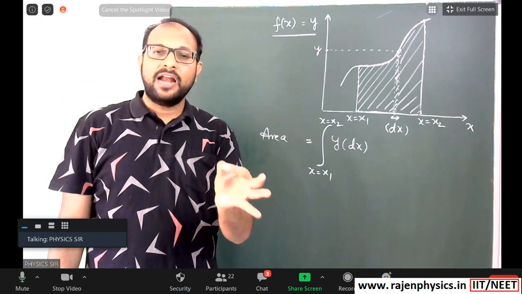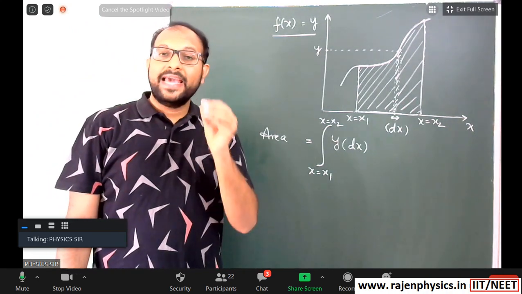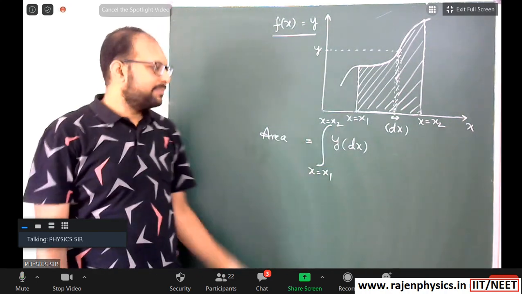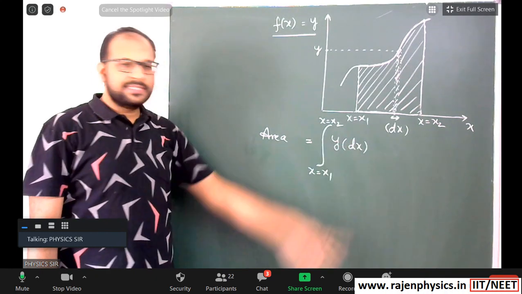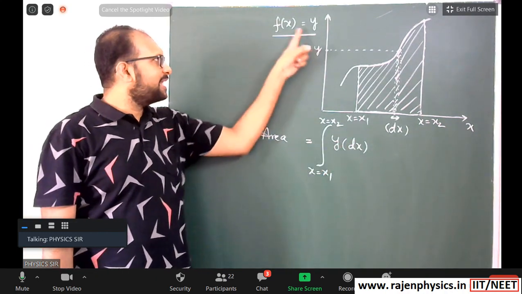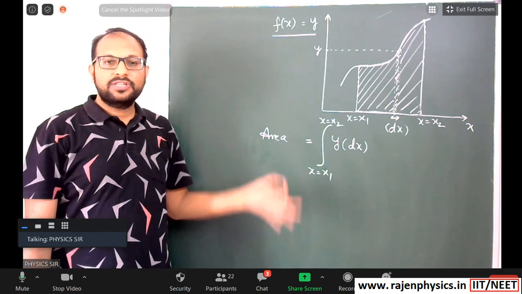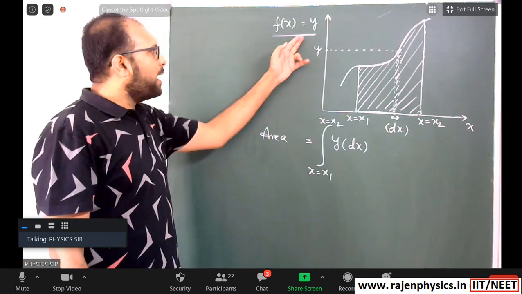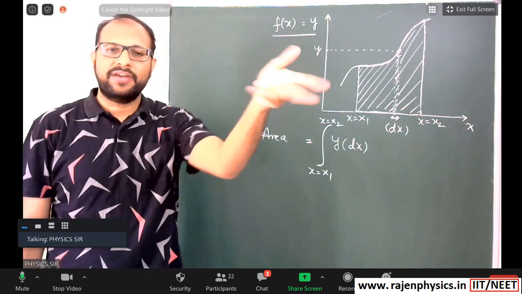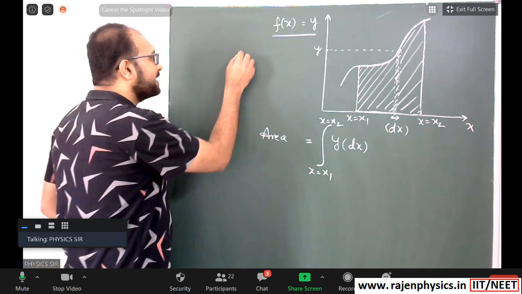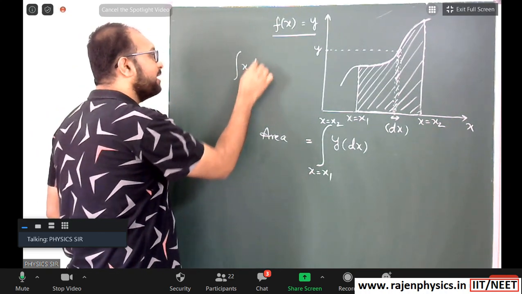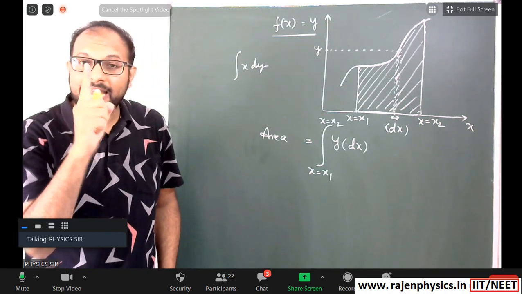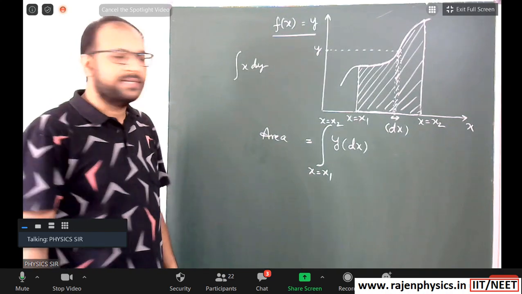The area under a graph, that is the area on the x-axis, is represented with integral y dx. Here y is a function of x. So this is the area. Students, here one more logic is there. If y is a function of x, then x is also a function of y. So that's why integral x dy is also there. Integral x dy, I will tell, just wait.